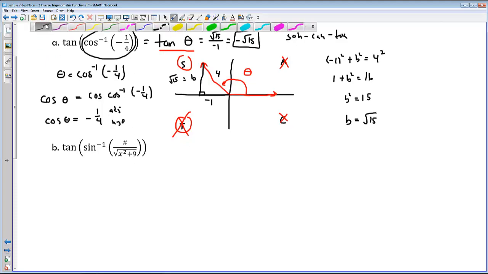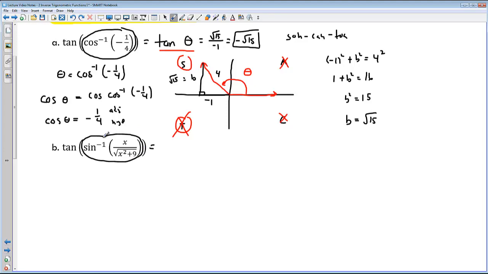So remember the idea, and basically all these problems, the way that you solve them is to remember that this sine inverse of x divided by the square root of x squared plus 9 isn't just anything. Remember, it's an angle, so it's tan of an angle, so tan of theta, where theta is equal to this sine inverse of x divided by the square root of x squared plus 9.